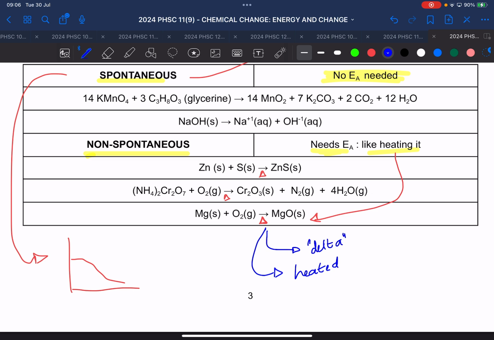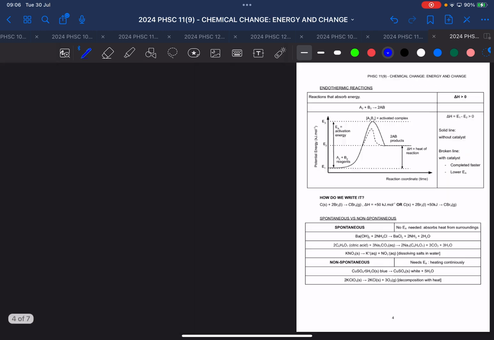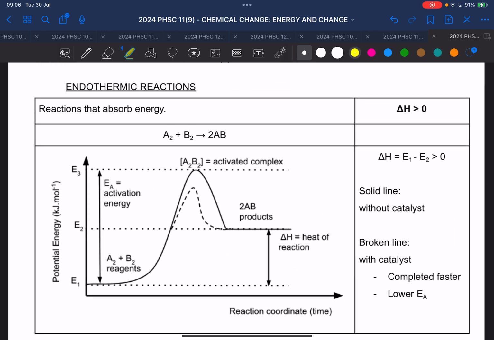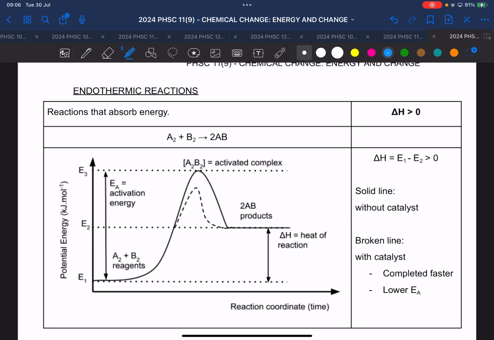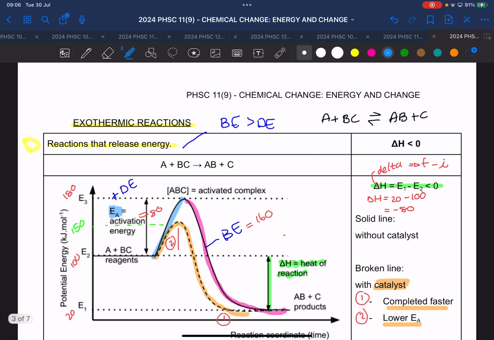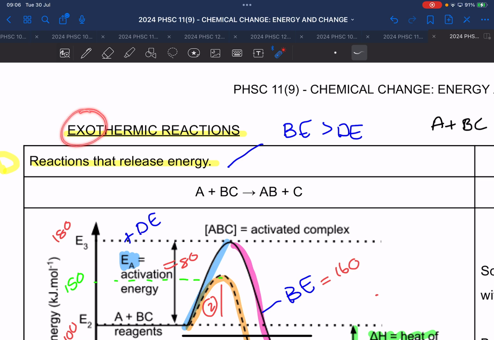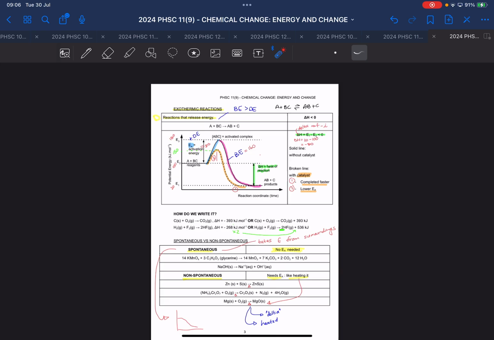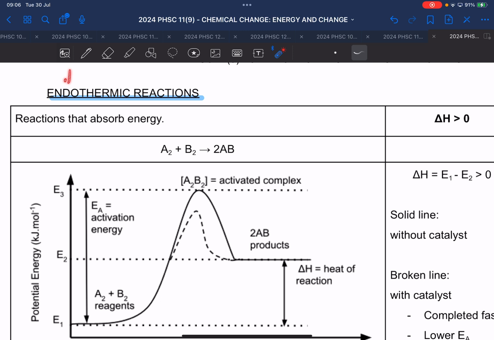Okay. Then we get something like an endothermic reaction. So that exothermic, like exit, it gives off more energy. Endothermic, it takes in energy. In, it requires energy. So it's a reaction that absorbs energy. Give me another example of something, anything that absorbs something.